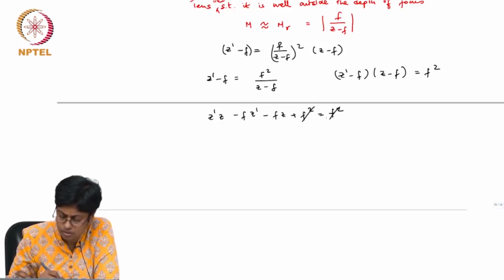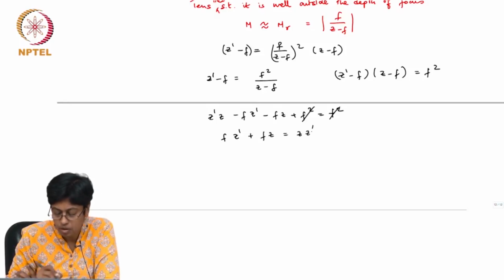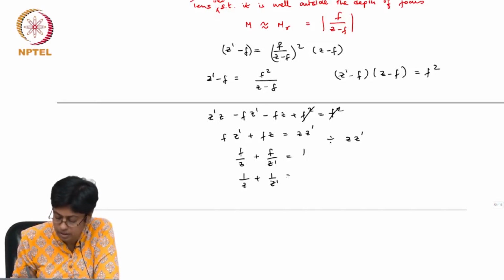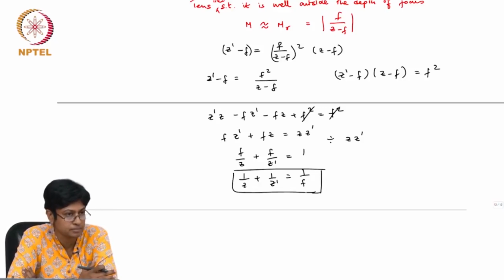So of course this and this cancel, and I have f z dash plus f z is equal to z z dash. If I divide throughout by z z dash, I will have f by z plus f by z dash is equal to 1, or 1 over z plus 1 over z dash is equal to 1 over f. This should look somewhat familiar, right?